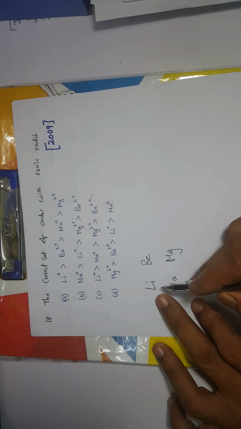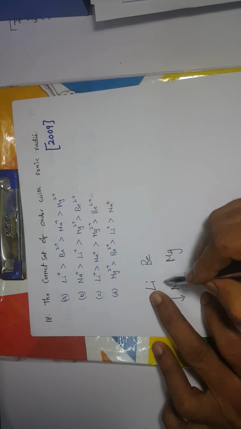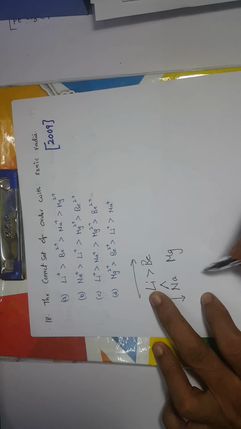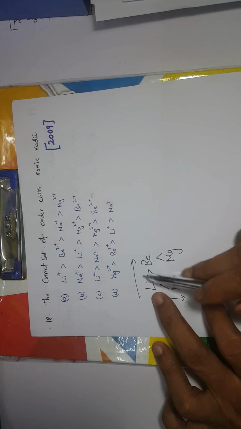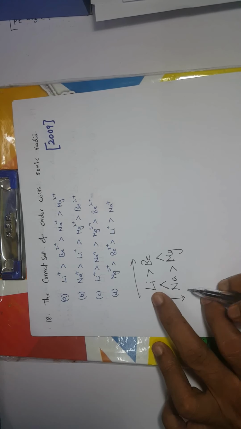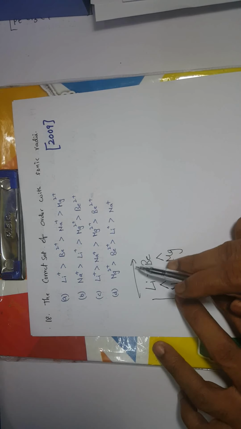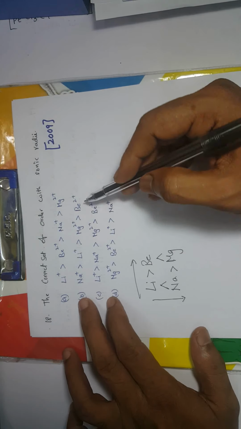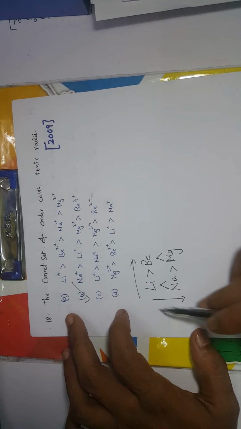In these four, from lithium to sodium, the size increases, so lithium is smaller than sodium. From lithium to beryllium, size decreases. From beryllium to magnesium, size increases. So beryllium is the smallest among all. Which one is the biggest? From sodium to magnesium, size decreases, so the biggest one is sodium and the smallest one is beryllium. So you can understand this thing.